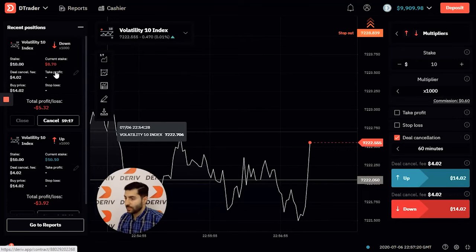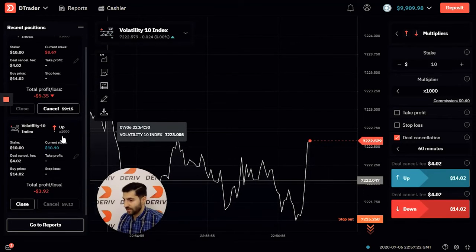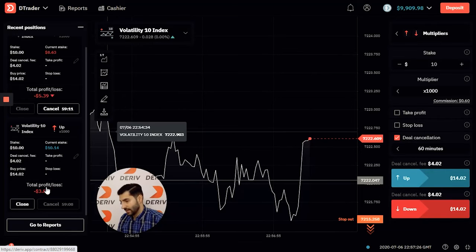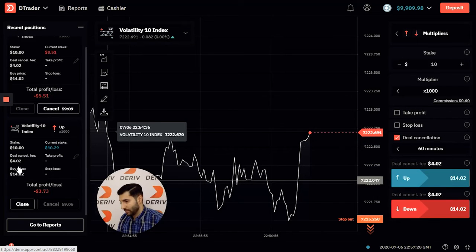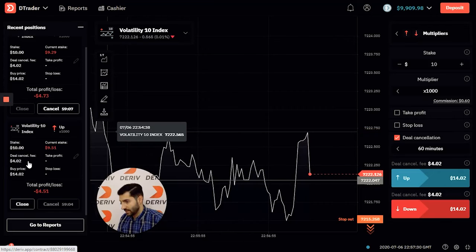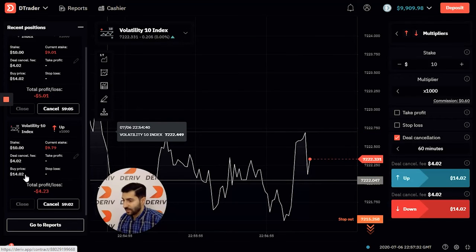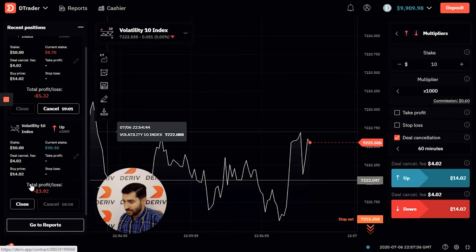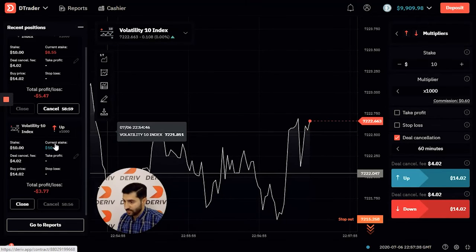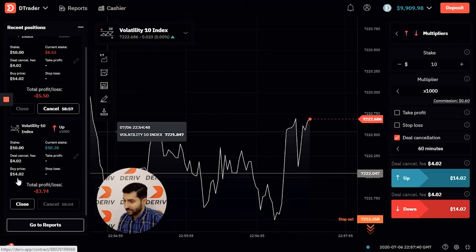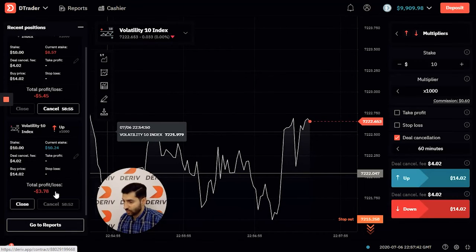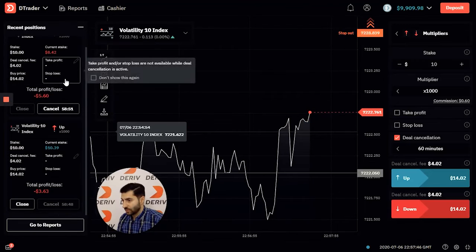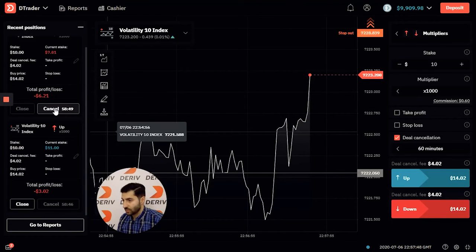The moment it goes above, as it has in this contract here, you'll see that it's positive there, but my total profit and loss is still negative. The reason being is because my total buy price includes the stake plus the deal cancellation fee. So I effectively paid $14.02, and that's why I am still at a loss at this point. The current stake would need to go above this price for me to get an actual profit.